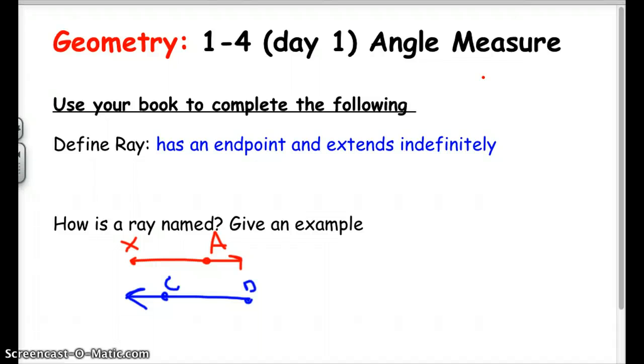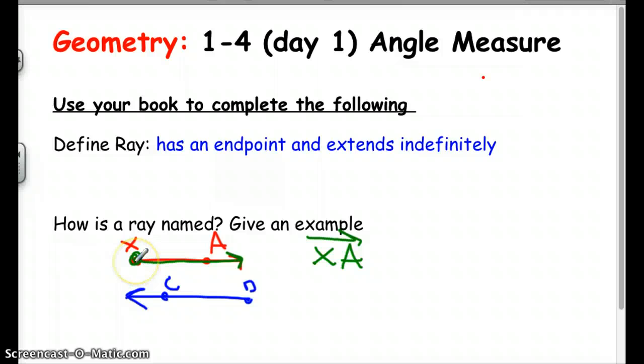Hello geometry students. Today we're covering section 1-4 day 1, which is on angle measures. You were to look in your book and define a ray, and you should have written that it has one endpoint and it extends indefinitely. Down below then you were asked to draw a ray, and I have mine already drawn. Here's one right here. And then I have to name it. The endpoint is X and it runs over A, so that is called ray XA.